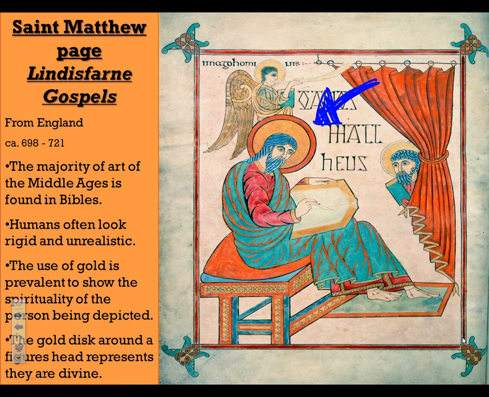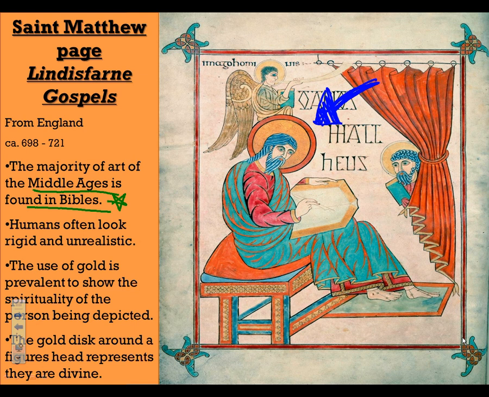So let's go over to the left-hand side here and talk about what this is all about. Now, the majority of art from the Middle Ages is found in Bibles, which we talked about already. The humans look rigid and unrealistic. If you look at Matthew right here, he's very flat. All of his clothes have this same rigid appearance. They don't look free-flowing like the wet cloth drapery we saw from ancient Greece.